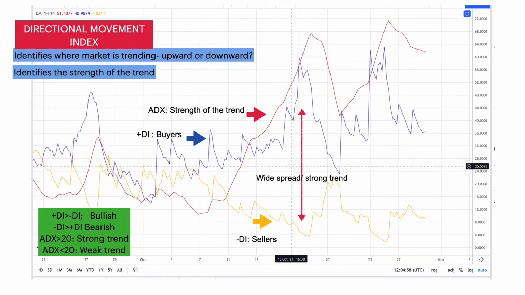So we know that when the blue line is above the yellow line, or the positive DI is above the negative DI, the buyers are stronger than the sellers. And if the ADX is 20 or above, then the trend is strong. So the larger the spread is between the two primary lines, the positive and negative DI, the stronger the price trend.